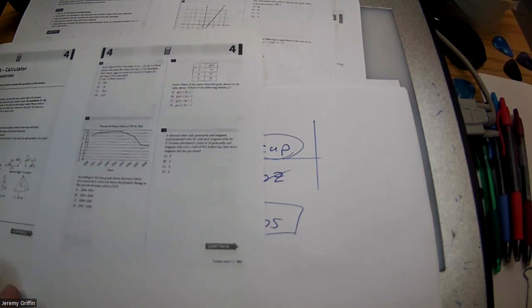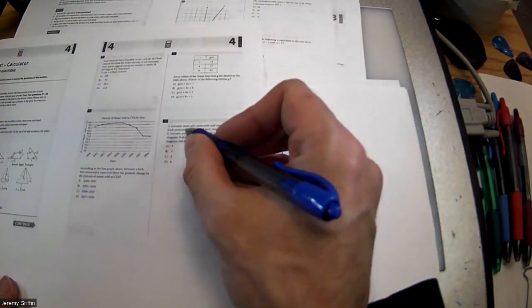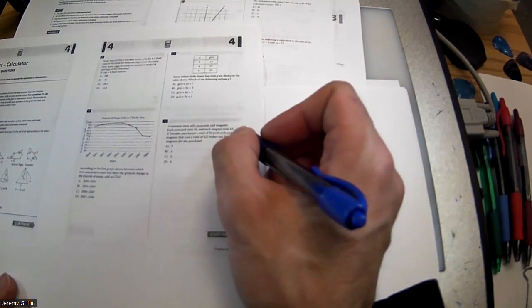Number 4, a souvenir store sells postcards and magnets. Each postcard costs $1. Each magnet costs $3.